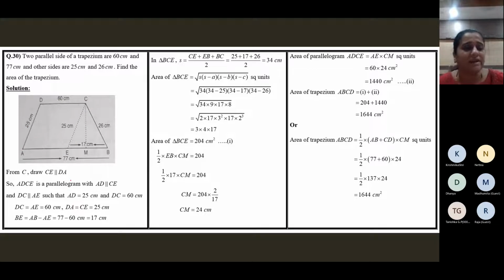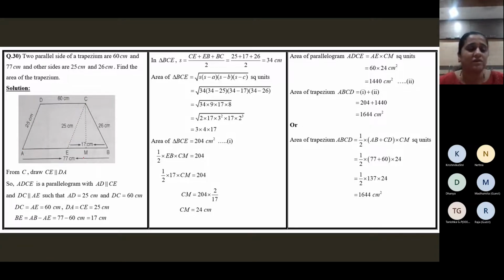Such that AD is equal to, how much is AD? AD is 25, DC is 60. So if AD is 25, how much is CE? AD is equal to CE, 25. And DC is equal to AE, 60. So we found all the sides of the parallelogram.